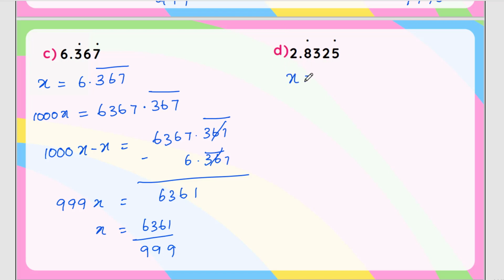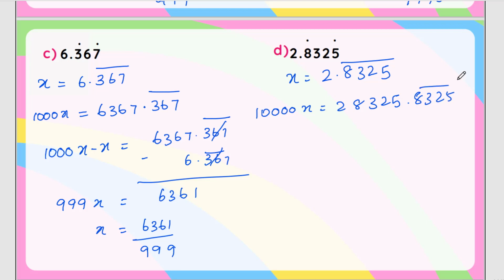x equal to 2.8325 repeating. 4 digits are repeating, so same procedure. Instead of 1000x, you are going to multiply with 4 zeros, that is 10,000x. So 10,000x equal to 28325.8325 repeating. Now we are going to subtract this and this.